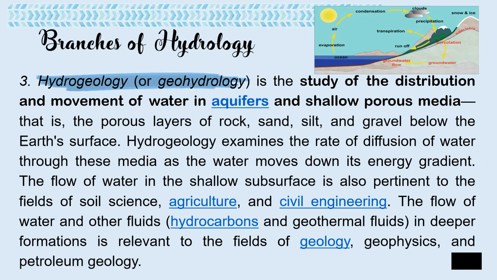So our Earth's surface is very complex. It is made up of different materials such as rock, sand, silt, and gravel. Like plants, they also absorb moisture or water as well. In hydrogeology, the flow of water in these surface are studied.